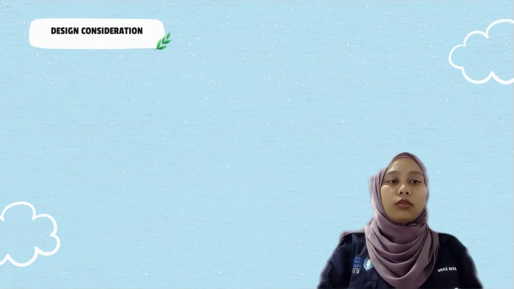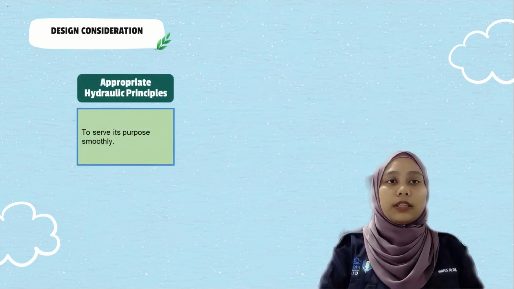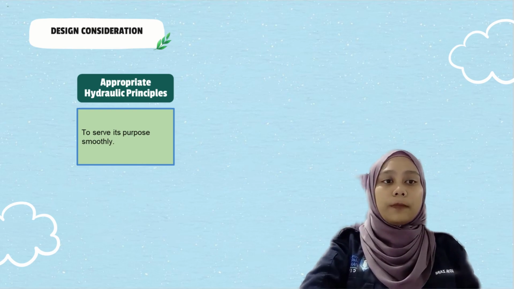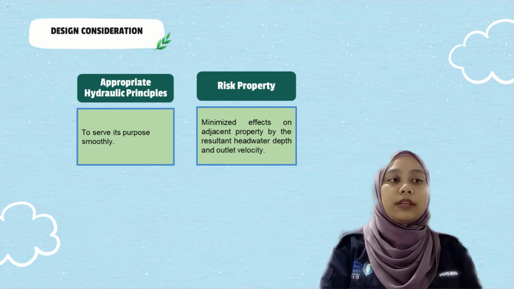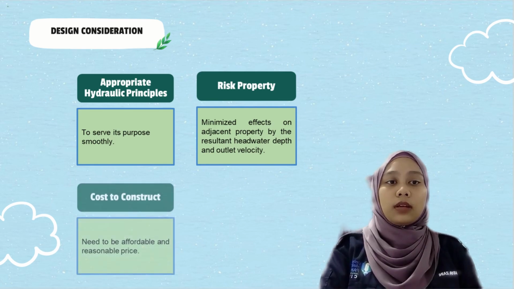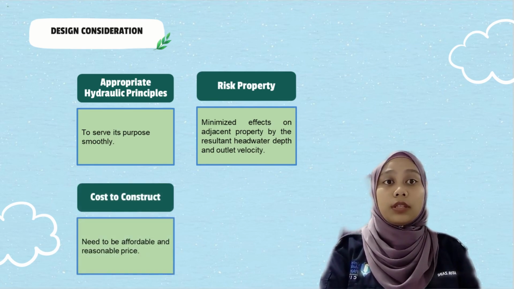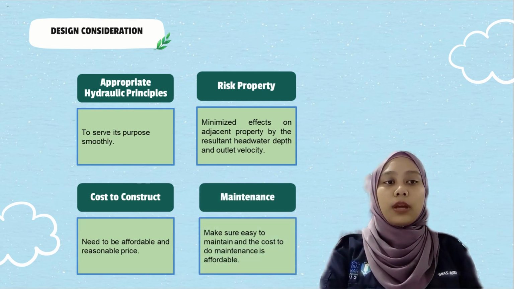Next is the design consideration. Firstly is the appropriate hydraulic principles. This is to serve its purpose smoothly. And next is the risk property. This is to minimize effect on adjacent property by the resultant headwater depth and outlet velocity. Next is the cost of construction. This is to make sure it is affordable with a reasonable price. Lastly is the maintenance. It is to make sure that it is easy to maintain and the cost of maintenance is affordable.